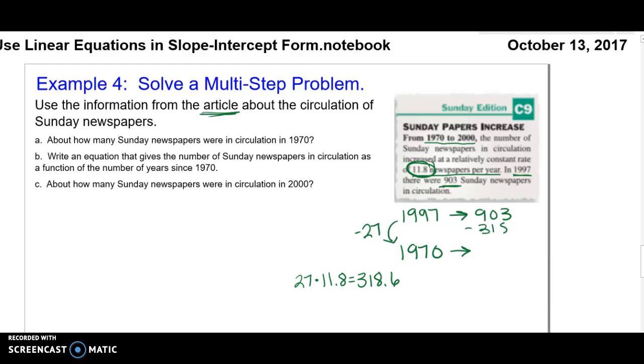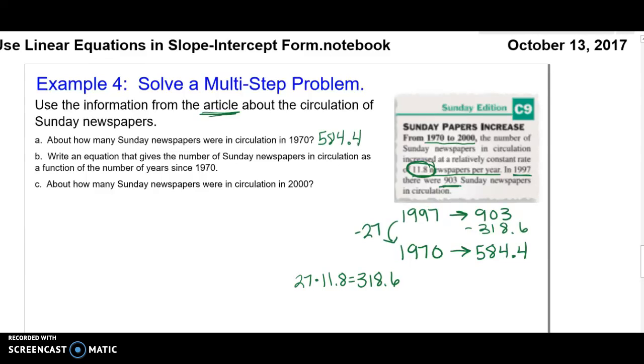So that is 318.6 less. I'm going to subtract 318.6 and I get 584.4 newspapers in 1970. So that is our answer to A, 584.4.